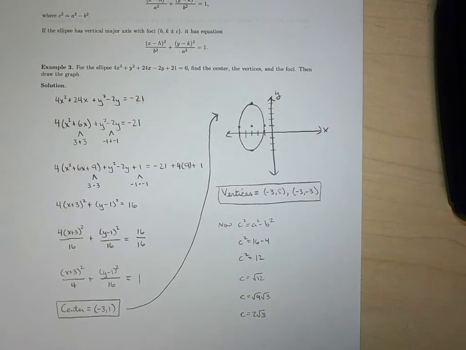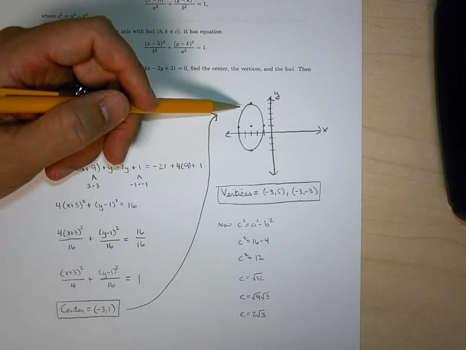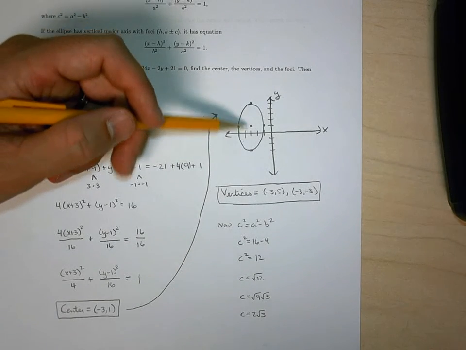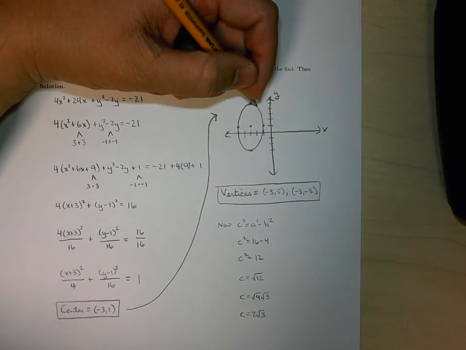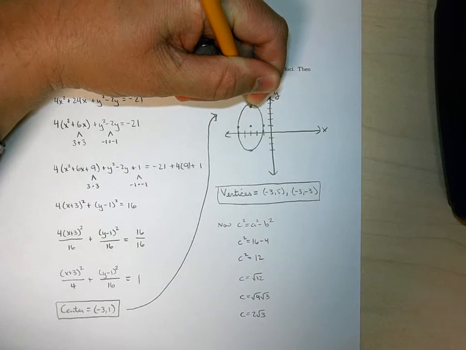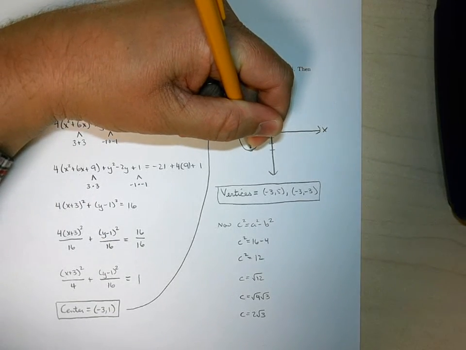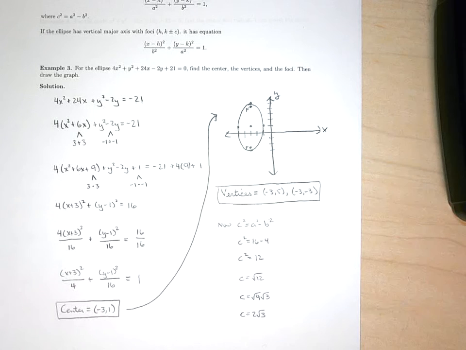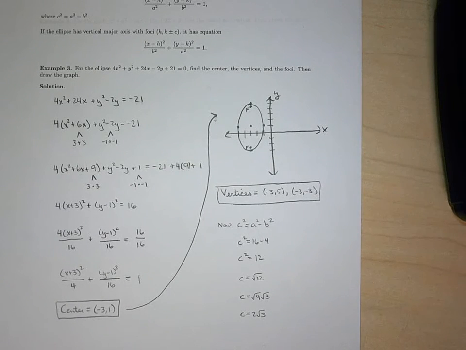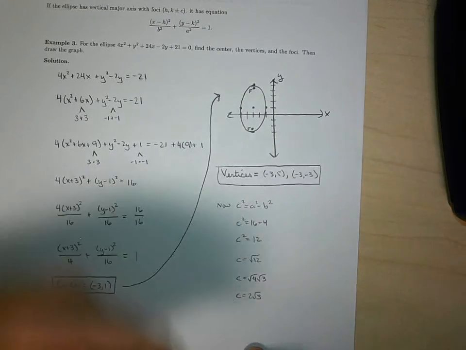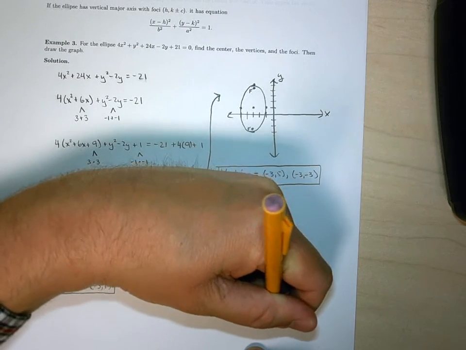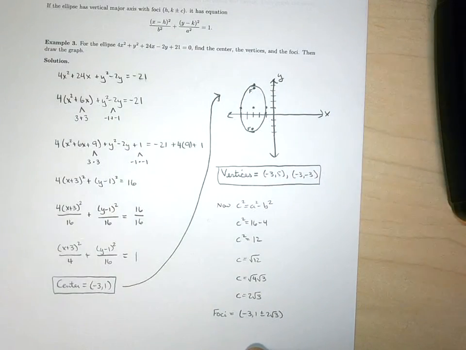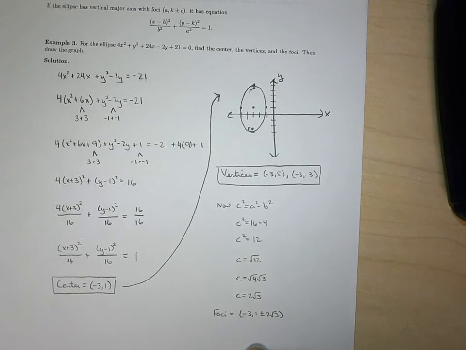So again, the foci always lie on the major axis. So this tells us that we're going to go up and down from the center by 2 square root of 3. 2 square root of 3 is like 3.5. So, you know, go up pretty close to the vertex and down pretty close to this vertex to get our foci. Because, I mean, the vertices are 4 units away from the center. We're going about 3.5. And so we can say then that our foci are -3 and then 1 plus or minus 2 square root of 3. After all, I'm starting at y equals 1 and going up and down by that amount.